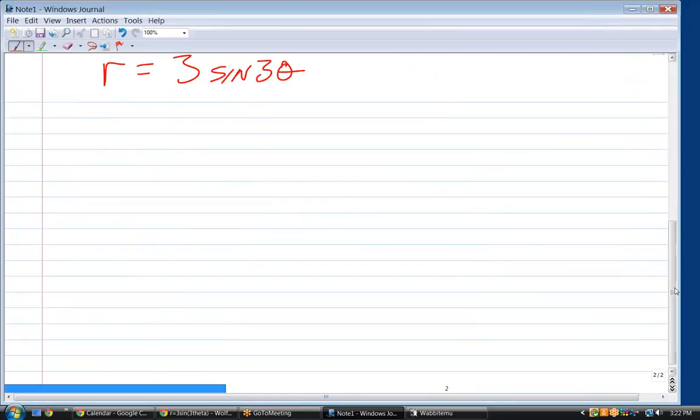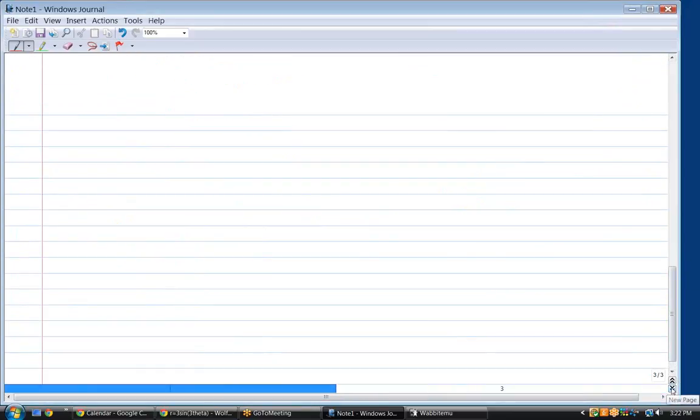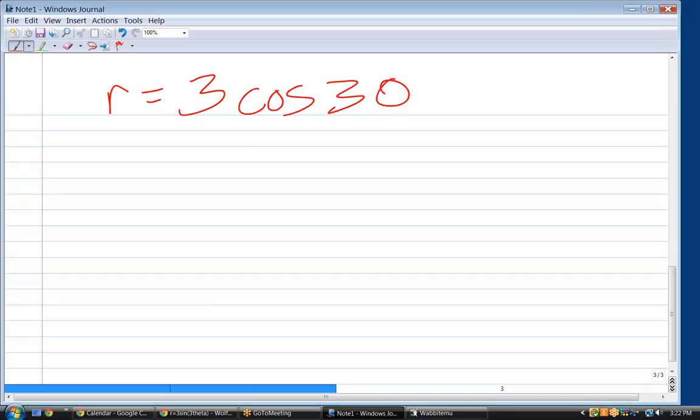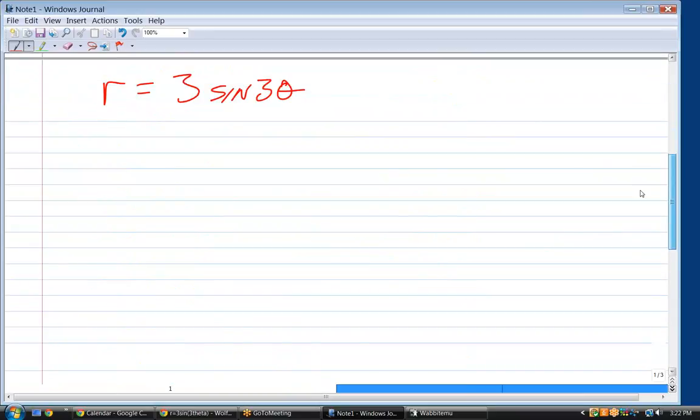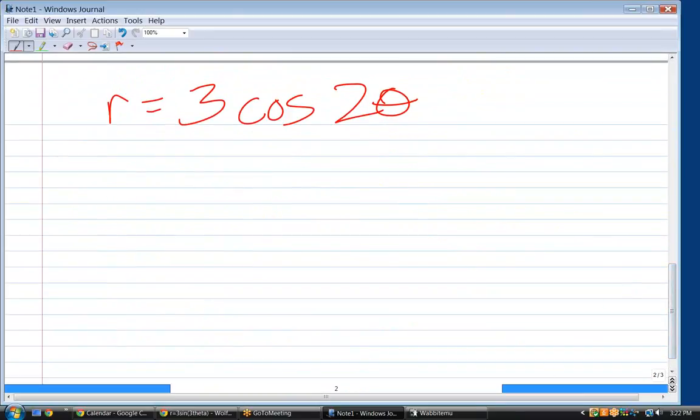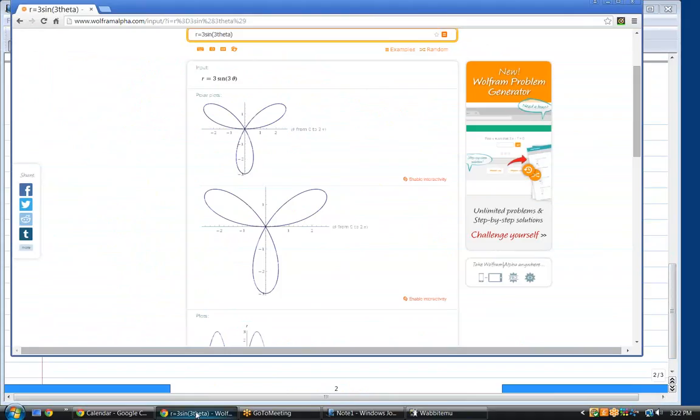Well, the next one is the same sort of problem. Okay. But it's r equals 3 cosine 2 theta. Cosine 3 theta? 2 theta. 2 theta. Okay, good. This is the one I wanted to do. Wasn't this your first problem? I think it was. The table? Yeah, r equals 3 cosine 2 theta. So let's graph this on Wolfram Alpha and see if we only get 2 petals.